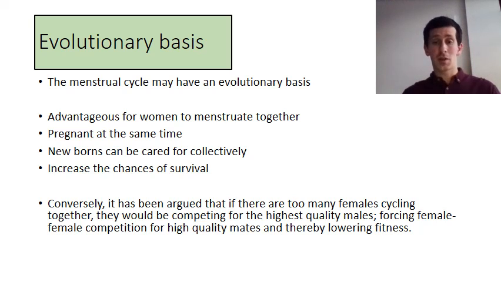However, other people have argued that the opposite could also be true, that if there are too many women all cycling together, all on their period at the same time, all ovulating at the same time, then there'd be far more competition for the highest quality males. Females would be competing with females when they're ovulating for the highest quality males in the group. And therefore, that would probably result in certain women killing other women in order to get a mate. So it might actually lower the chances of survival. But that's up for debate. Does it have an evolutionary base or doesn't it?